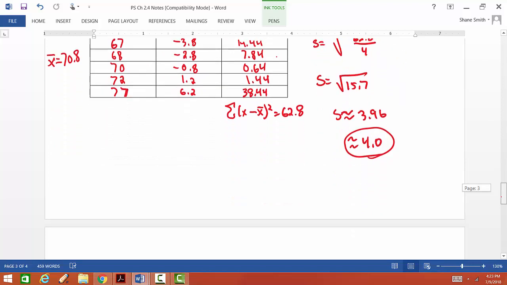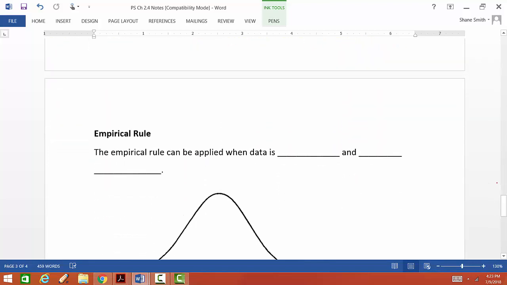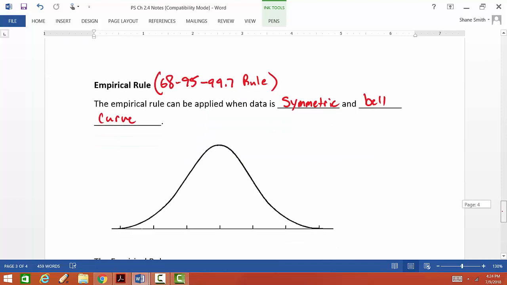So one application of standard deviation is called the empirical rule, and the empirical rule is applied when you have symmetric or bell-shaped data. So maybe you've heard of a bell curve before, and that's basically what the empirical rule is applied to. This is also referred to as the 68, 95, 99.7 rule. And yes, you do need to know those numbers because it relates to the rule itself.